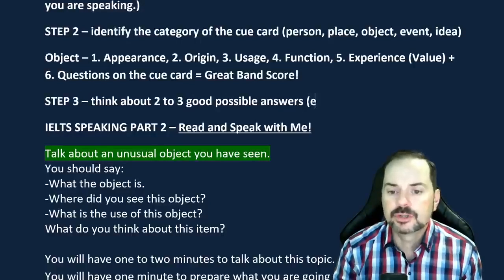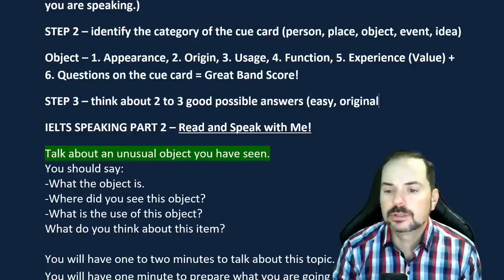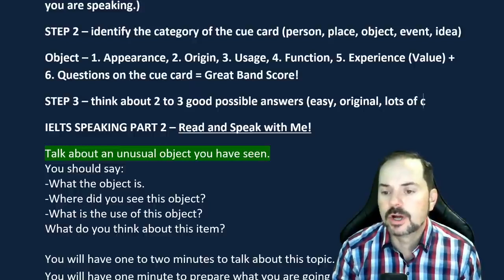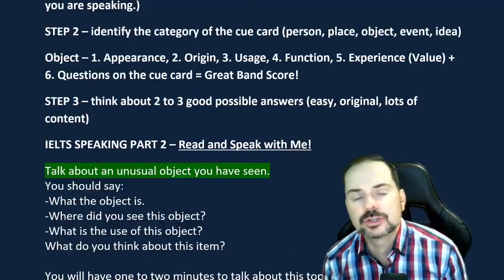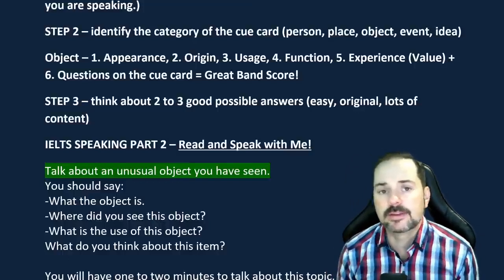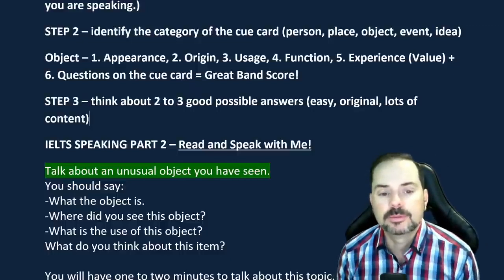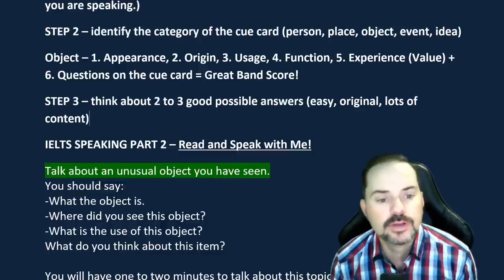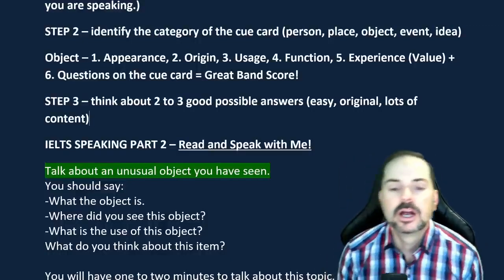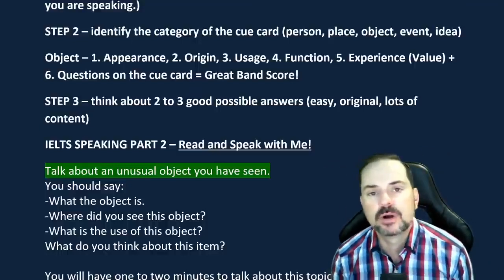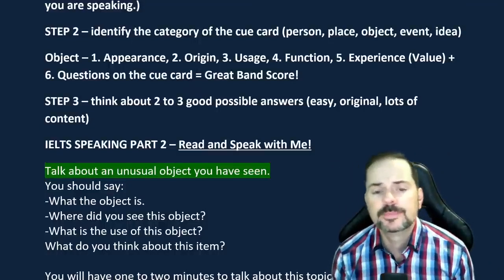They should be easy, original, and have lots of content. So easy to talk about. It should not be some idea that everybody's talking about. Please do not talk about your mobile phone. Too many people talk about it. Don't talk about COVID. Too many people talk about it for answers. So those kinds of popular answers, it's best to avoid them.